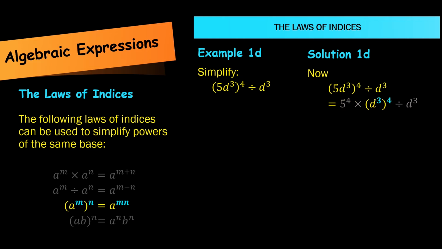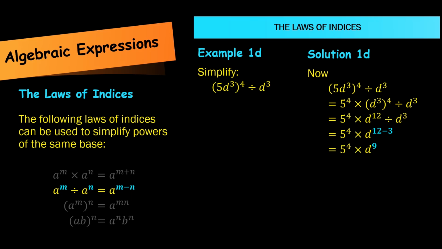Now using the third law, we have d cubed raised to the power 4 equals d to the power 12, as shown. And now using this highlighted law, we subtract the indices to obtain d to the 9, which gives us 625 times d to the power 9, as shown.